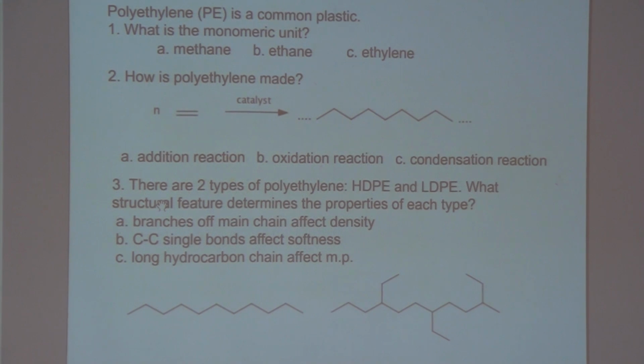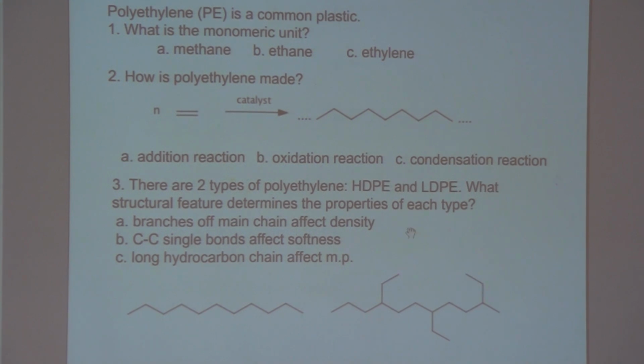What structural feature determines the properties of each type of polyethylene? Is it going to be the branches off the main chain which affect the density? Is it the carbon-carbon single bonds that affect the softness of the substance, or is it the long hydrocarbon chain that affects the melting point? Okay, so note that here's one type of polyethylene, a long chain. Another type of polyethylene is a long chain, but there are branches off the chain.